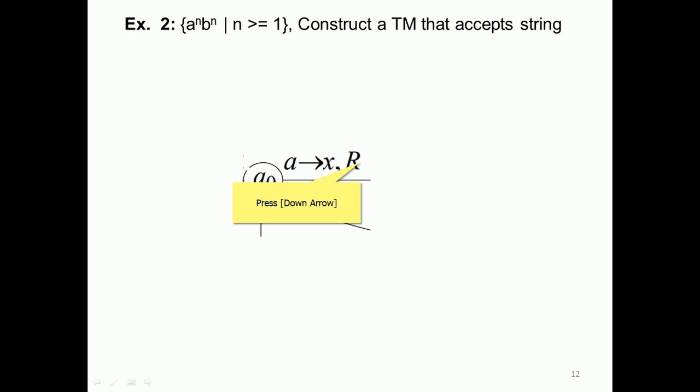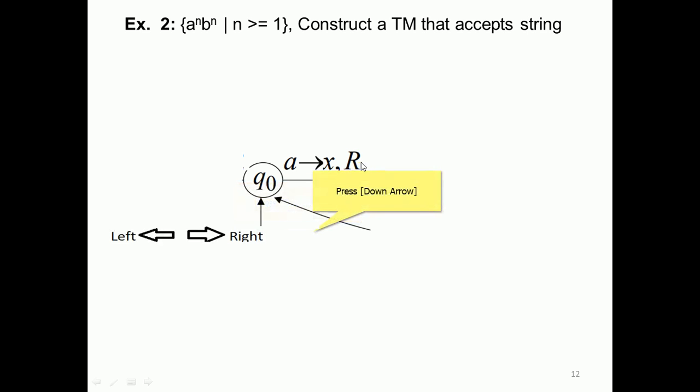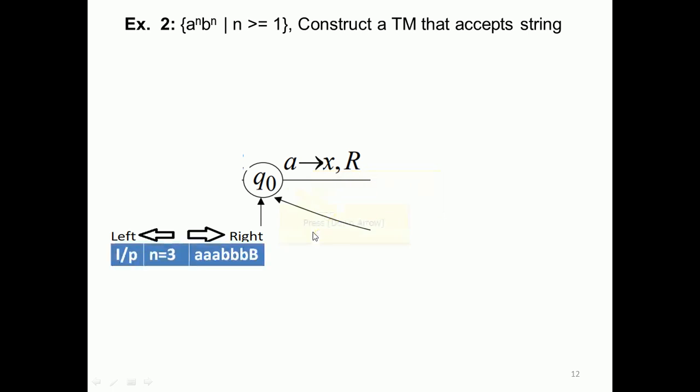At Q0, Q0 is the current state and the input is a. So there are n A's. The first A we can consider. Then A will be replaced with X and the tape head will be moved towards the right side, going to the next state. The tape has a left side and a right side.